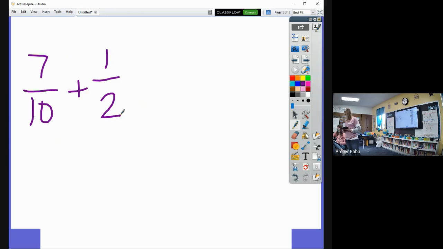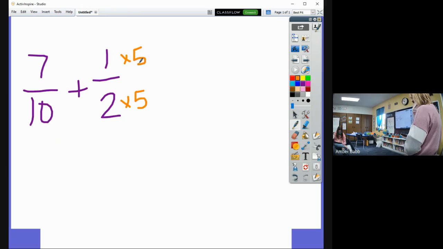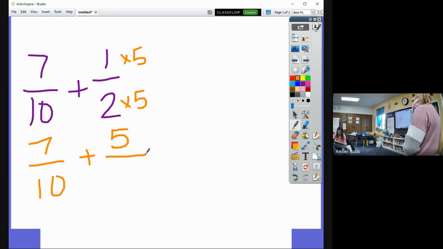I know what some of you did. Did I need to change both of these? Guys, make your life easier. Look if you can turn one of them into the other one. Okay, number 9. I didn't need to change both of these because I can turn the half into something with a 10th. I just need to multiply by 5 on this side. So this one can stay the same. And I'll turn this one into a 10 denominator. So when I do that, 5 times 1 is 5, and 2 times 5 is 10. 7 plus 5 is 12.